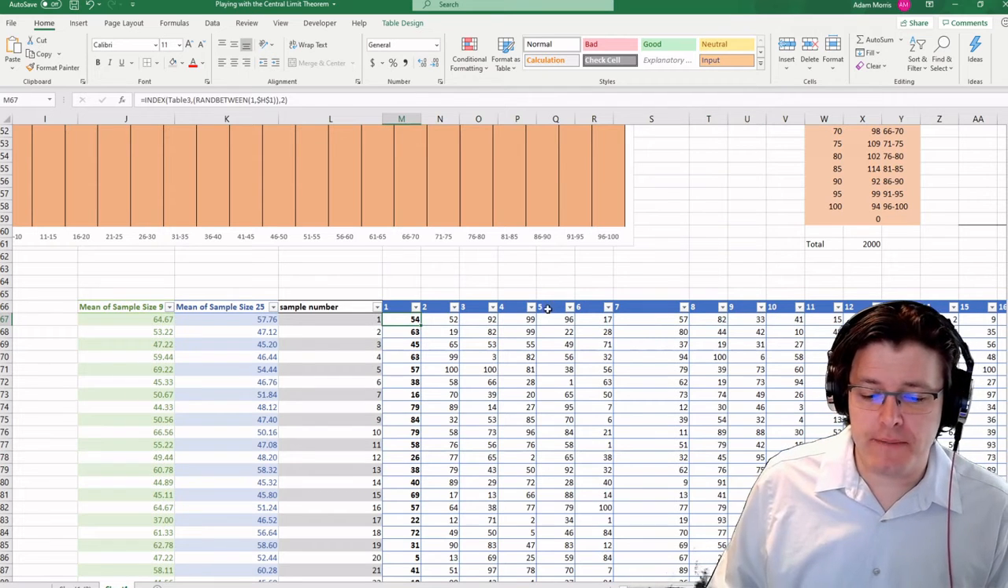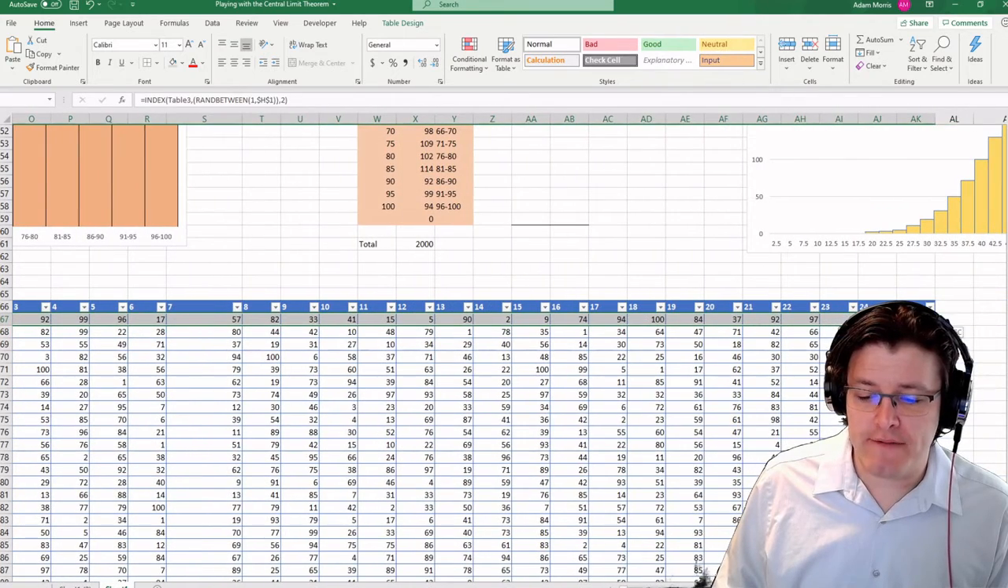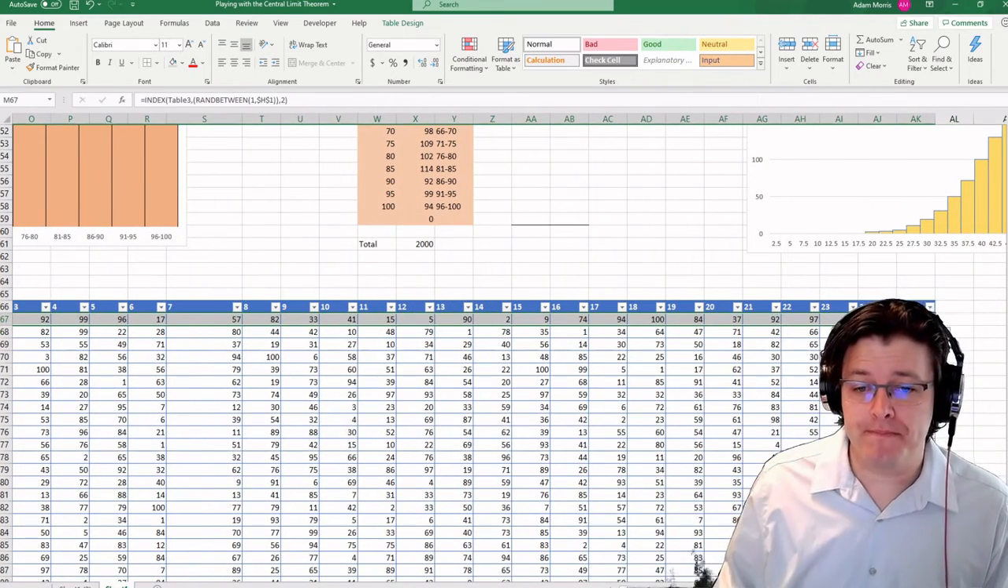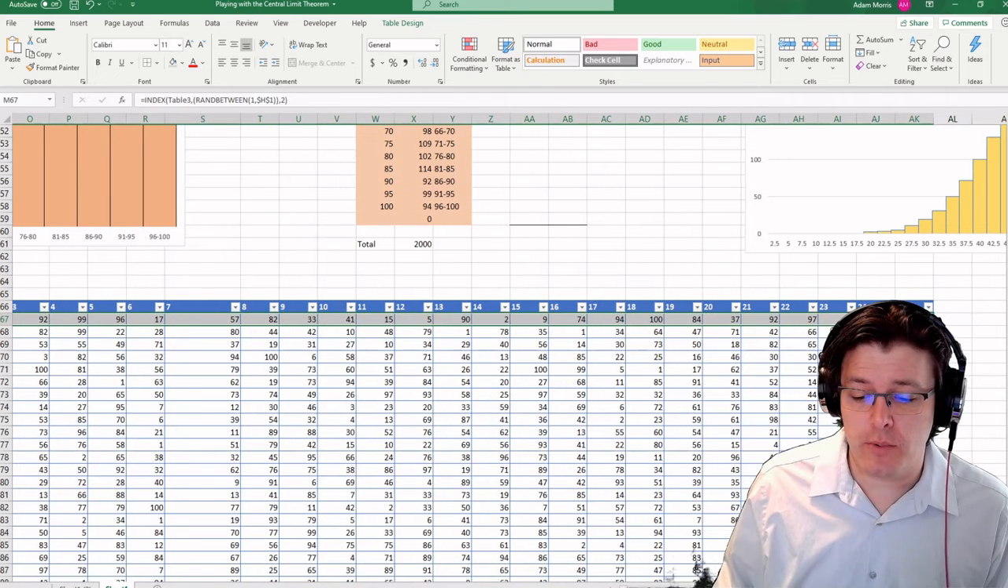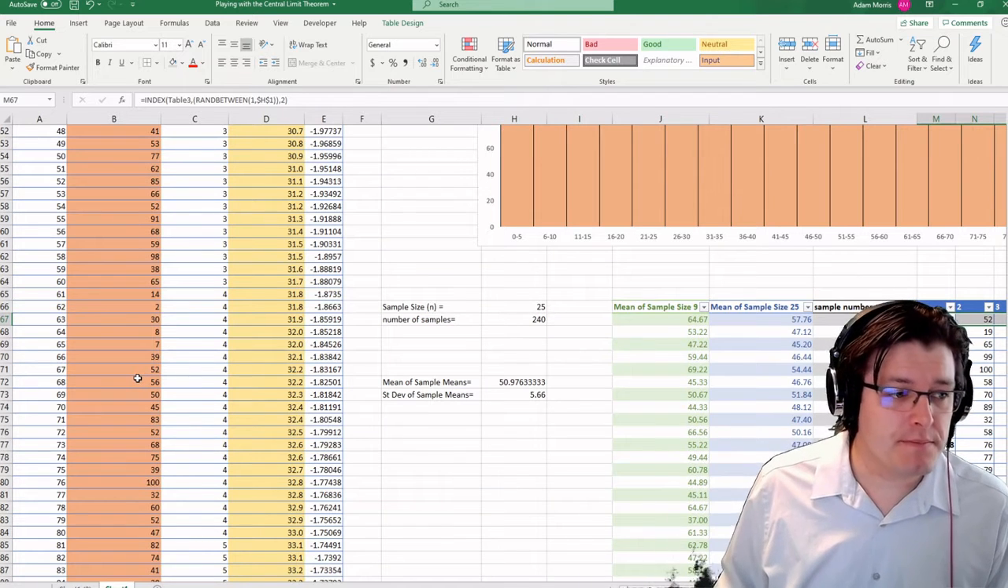You can consider this first row as a sample. We're taking a sample of 25 values from that column. So here we are grabbing 25 values from the column of the uniform distribution.